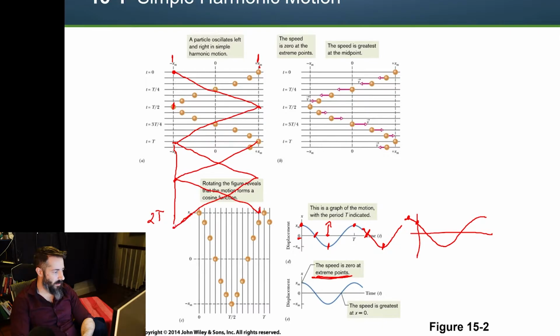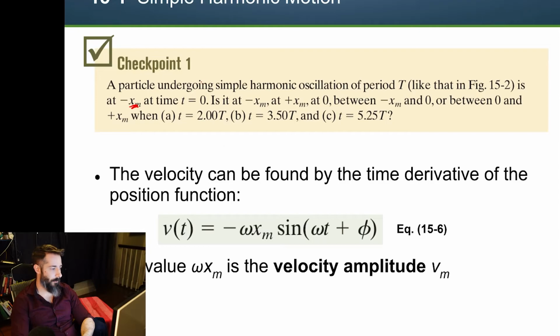So the line, we'll just make it like that and say that's there. We can see at 2T, it's on the negative x, right? It's exactly where it started. It's exactly where it was at the first period. It's exactly where it is at the second period. And it's going to keep doing this. It's a repeating pattern, right? So it's going to be 3T, 4T, 5T, etc.